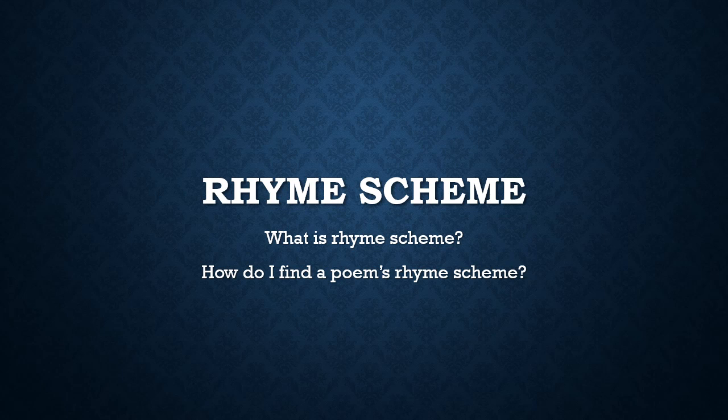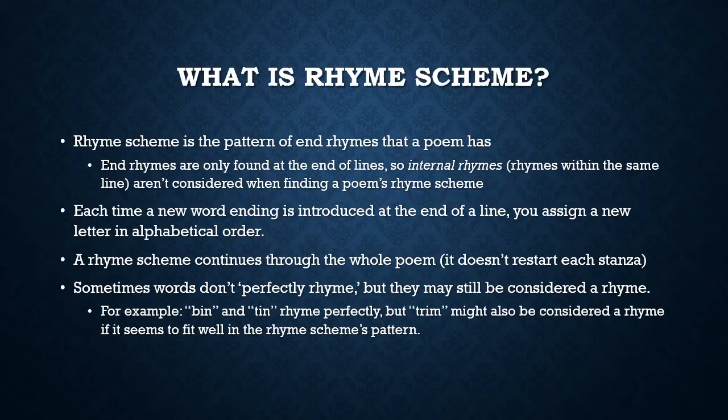Hello students, today we're going to be talking about rhyme scheme, specifically what is it and how do you find it. Alright, so what is rhyme scheme? Rhyme scheme is the pattern of end rhymes that a poem has. So end rhymes are only found at the end of lines, so internal rhymes or rhymes within the same line aren't actually considered when finding a poem's rhyme scheme.